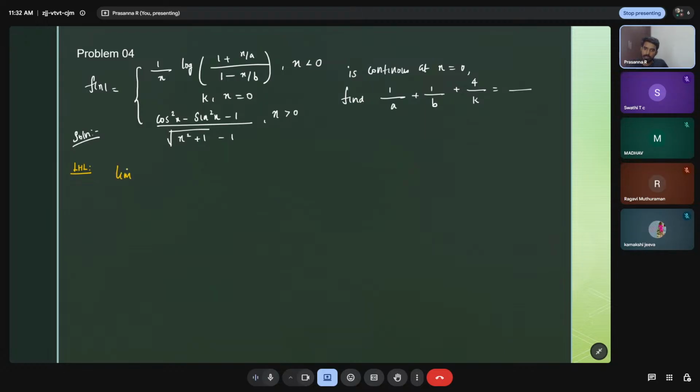So we will find LHL. So limit x tending to 0 minus of f of x. This is limit x tending to 0 minus of 1 by x of. So I'll make use of log a by b.